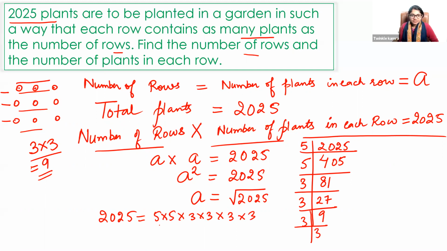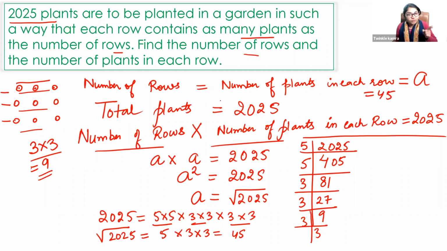बना देते हैं pairs, this pair, this pair and this pair. That means simply what do I get from here is square root of 2025 is equal to 5 into 3 into 3, which is 45. That means what? A is 45. So number of rows are 45 and number of plants in a row are also 45.